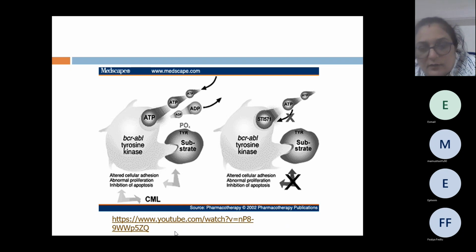Can you see this? Yes, the video. So here you'll see the BCR-ABL gene. This is a substrate. Then you have Gleevec, that is imatinib, which comes and binds to the site. Therefore, ATP is not able to attach itself, and this is how the cancerous growth is controlled. Okay, so this is how it is.